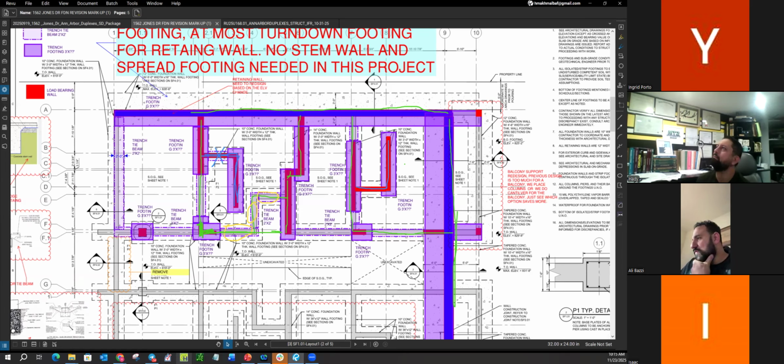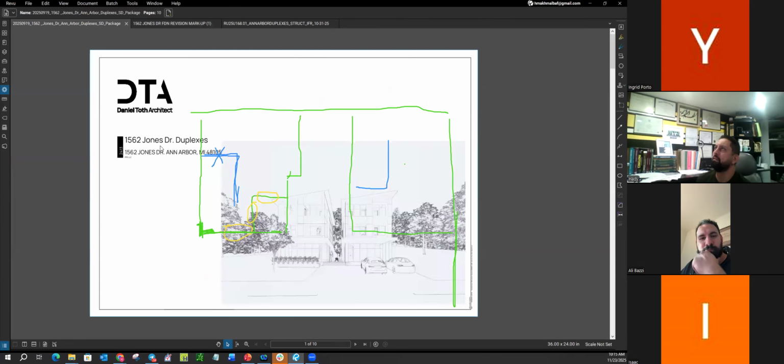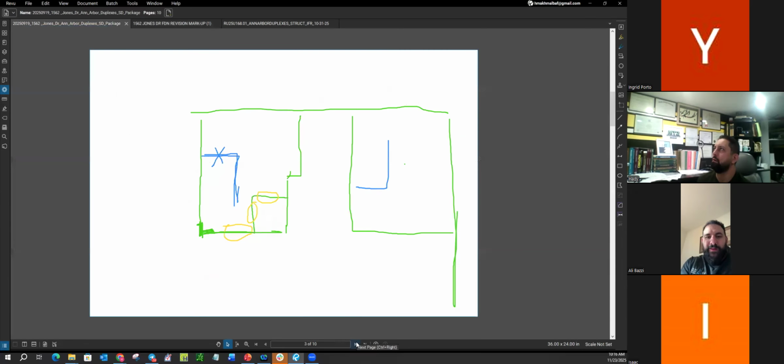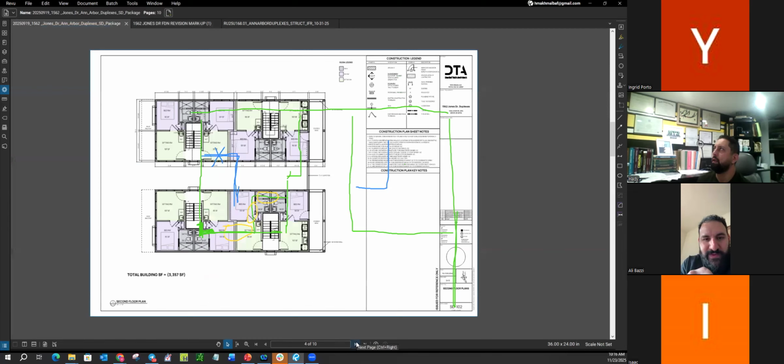I don't know if I have the latest one. This is from September. The latest one I have right now is the SD on September 19. Is this the latest one? This is the file that Ali is looking at. It's the September 19 SD package. I think this is the latest one.